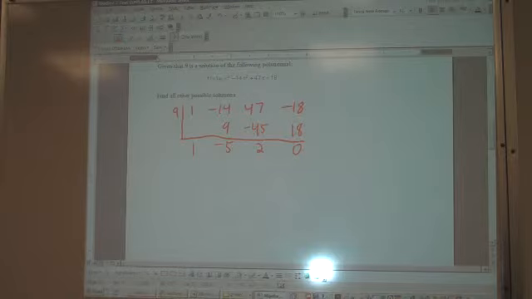The problem says find all possible other solutions. Well, this tells us the answer.